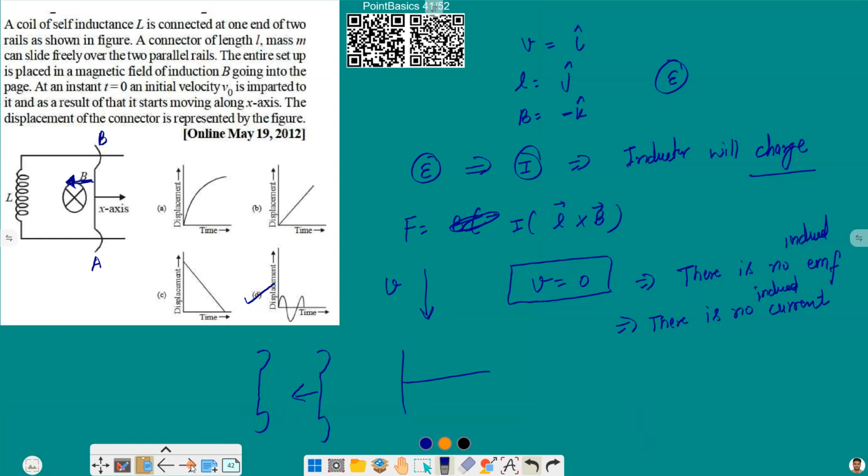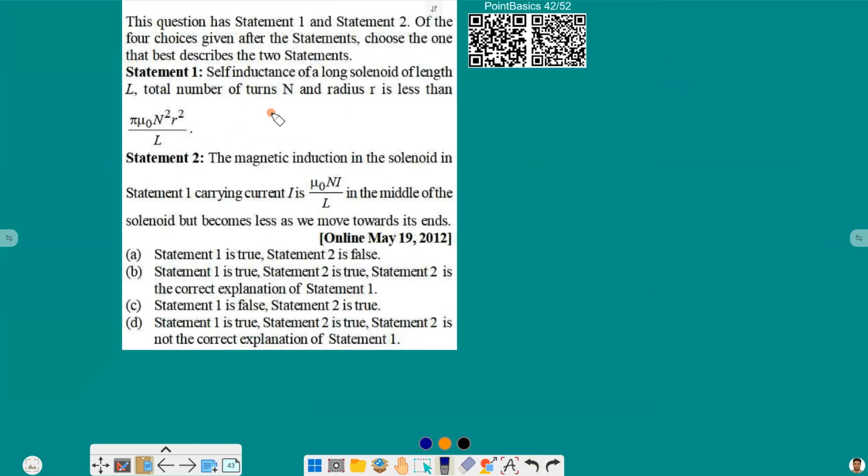Now let's move to the next question. The question has statement 1 and statement 2, with 4 choices given after the statements. Choose the best description of the two statements. Statement 1: the self-inductance of a long solenoid with total number of turns N and radius R is less than this value. And statement 2: the magnetic induction in a solenoid in statement 1 carrying current I is mu naught N I in the middle of the solenoid, but becomes less when we move towards the end.